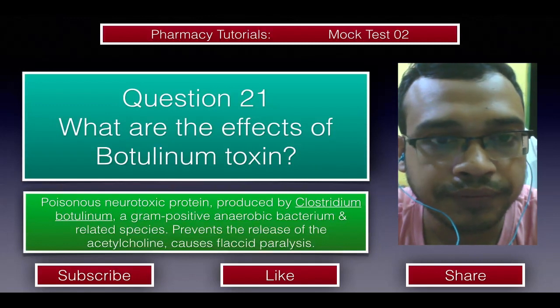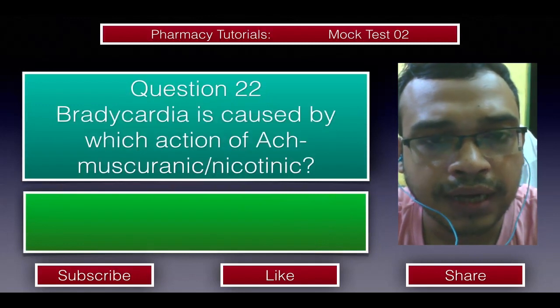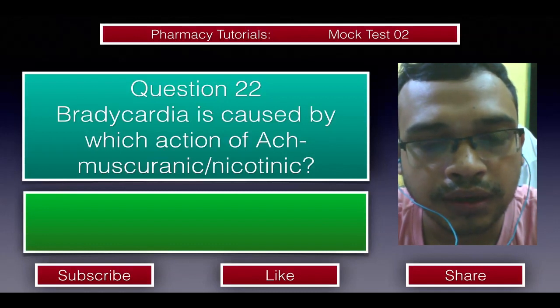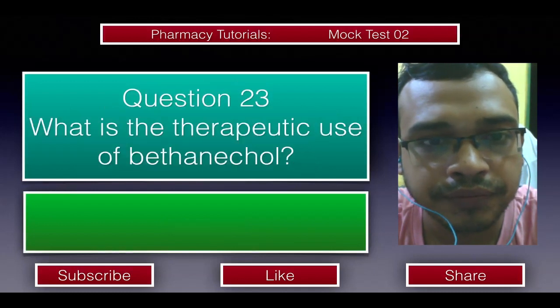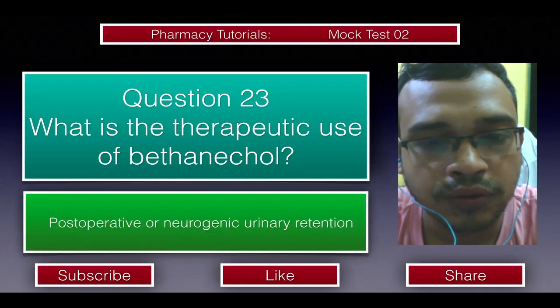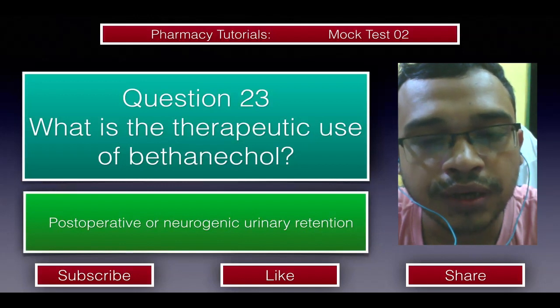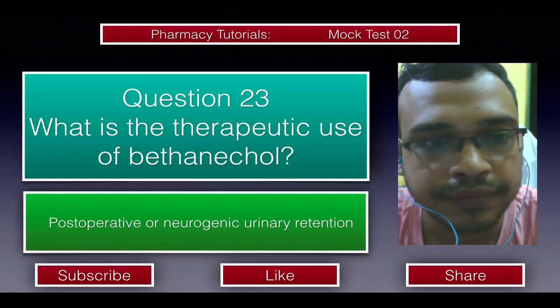Next question. Bradycardia is caused by which action of acetylcholine, muscarinic or nicotinic? The answer is muscarinic. Let's go to the next question. What is the therapeutic use of bethanechol? Bethanechol is used in postoperative or neurogenic urinary retention. Next question.